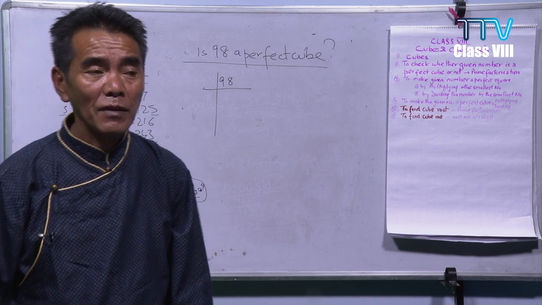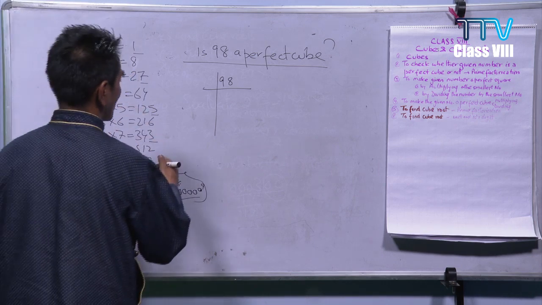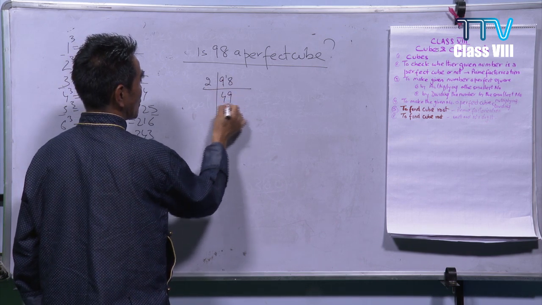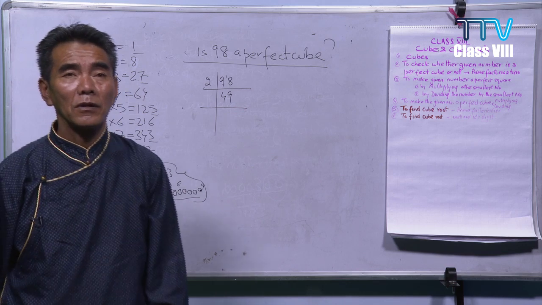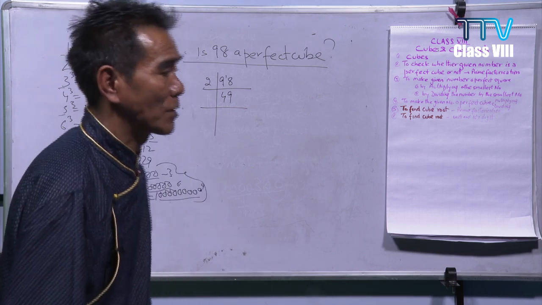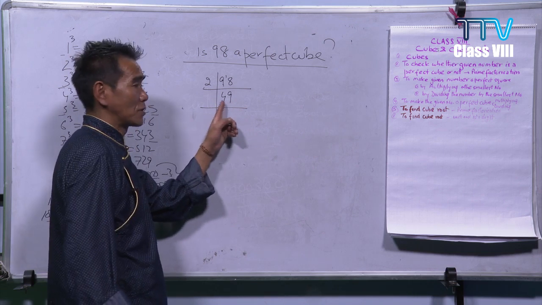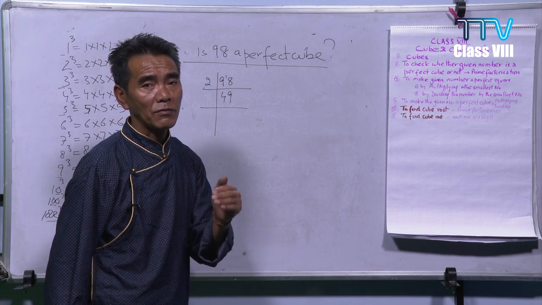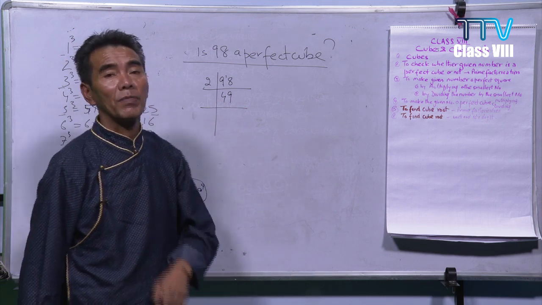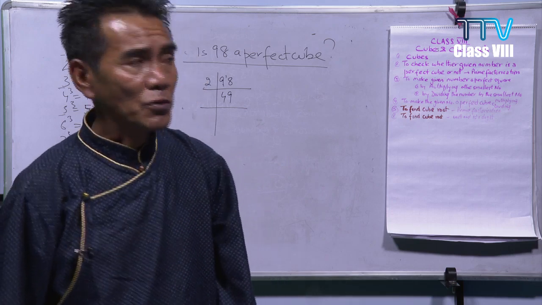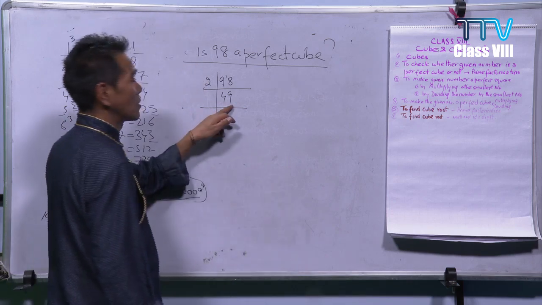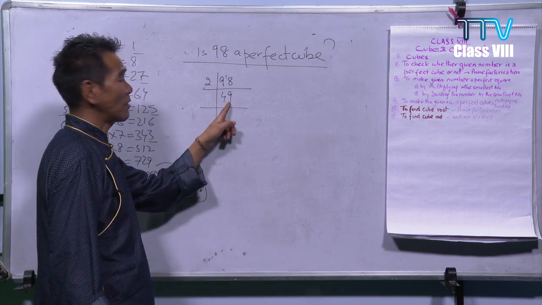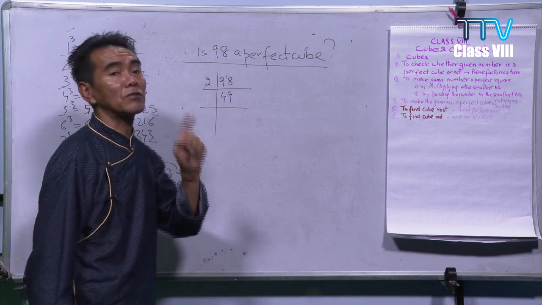98 has an even unit digit, so it is divisible by 2, and 98 divided by 2 leaves 49. 49 is not divisible by 3, because if you add the digits, 4 plus 9 is 13, and 13 is not a multiple of 3. For 5, look at the unit digit. If the unit digit is 5 or 0, the number is divisible by 5. Otherwise, the given number is not divisible by 5.